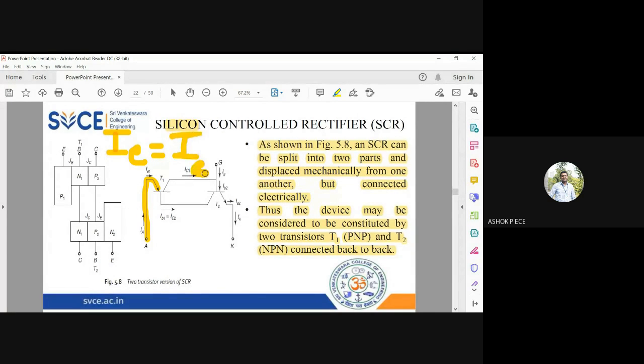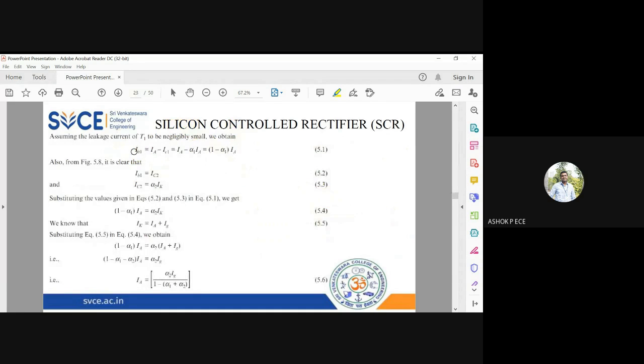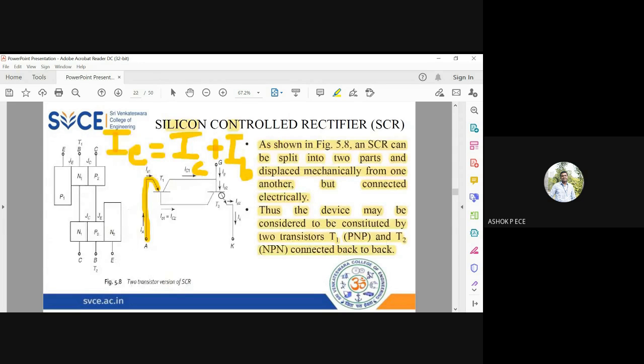The only thing is, my IE is going to be IA, the anode current. So IB equals IE minus IC, and IE is IA. So IB1 equals IA minus IC1. In the transistor, I can write IC1 as alpha 1 into IA, so IB1 equals (1 minus alpha 1) into IA. So I got the expression for IB1. And IB1 and IC2 are the same. So I can write IC2 equal to alpha 2 into IK. From this transistor you see IC2 equals alpha 2 into IE2, and IE2 is going to be IK.